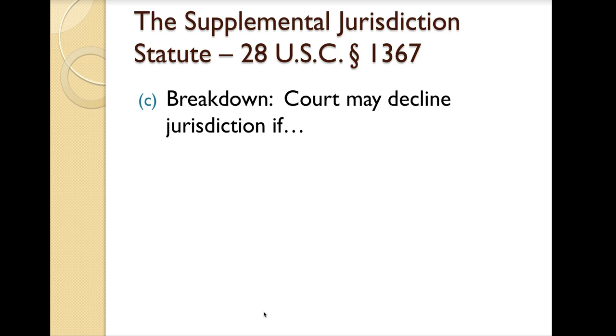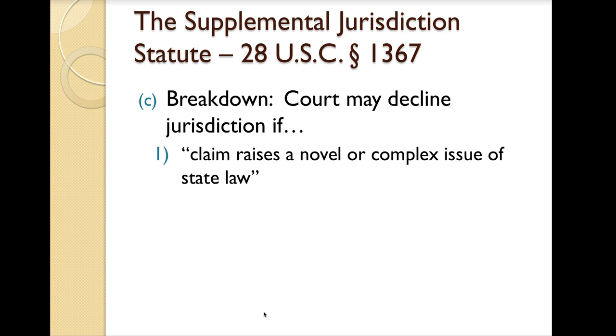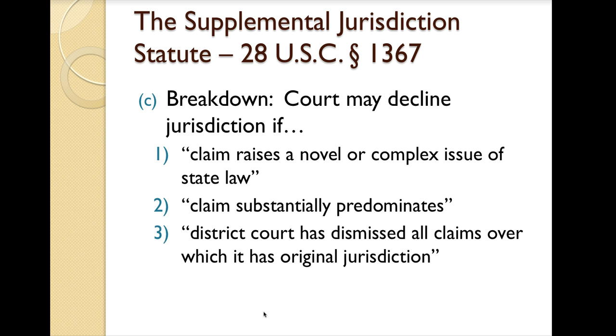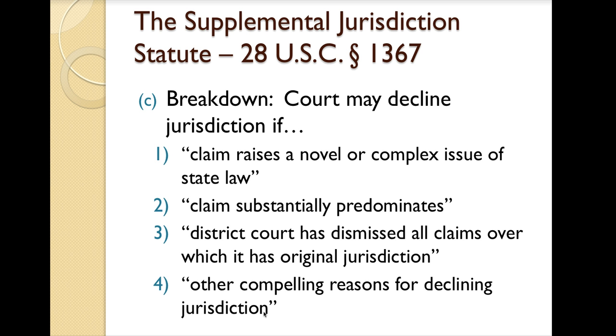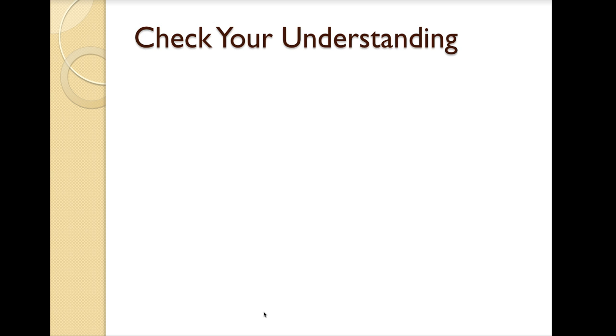Then just a quick breakdown of paragraph C, the discretionary factors. We see these reflected very similarly to the way the court laid them out in the Gibbs case. So the court can choose to decline jurisdiction if the claim raises a novel or complex issue of state law, the state law claim substantially predominates, the district court has dismissed all claims over which it has original jurisdiction, or there's, in extraordinary circumstances, other compelling reasons for declining jurisdiction.